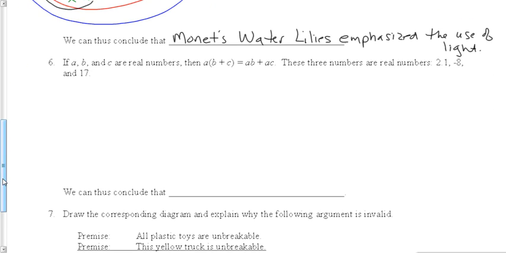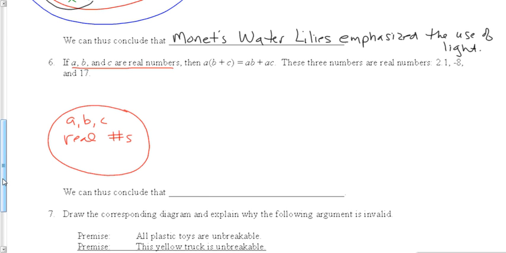For number 6, we have that A, B, and C are real numbers. Then we know this statement that A times the quantity B plus C equals AB plus AC. So that's where I'm going to get my Venn diagram. And even though there's a lot of things going on, the part after the if and before the then, that's the inside circle. So A, B, C, real numbers. The key is that these are real numbers, and there should be 3 of them.